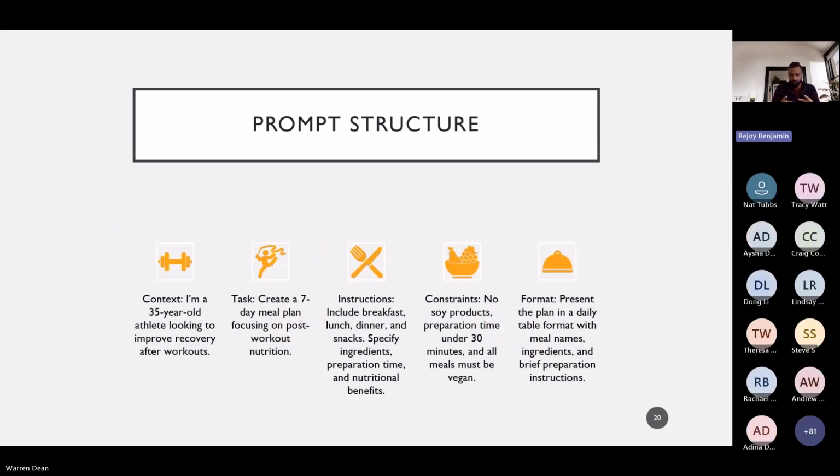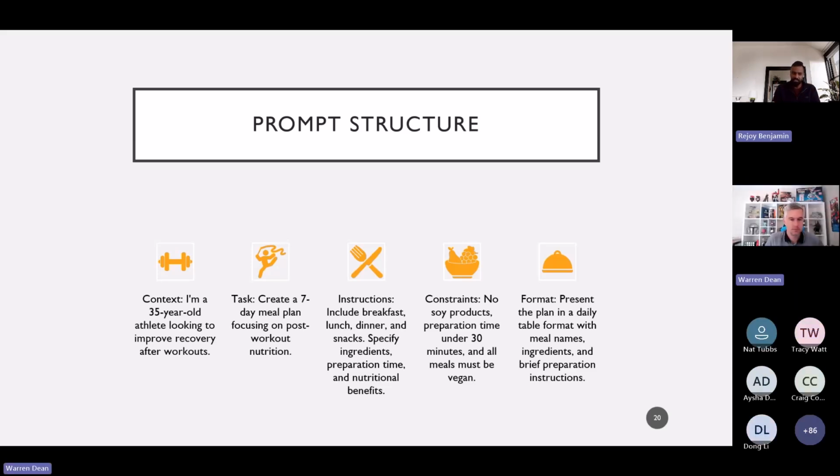So if you look at this, I've put each of the points that we spoke about into an actual prompt. So this whole thing is one prompt. The context here is, I'm a 35-year-old athlete looking to improve recovery after workout. Then I'm giving it the task: create a 7-day meal plan focusing on post-workout nutrition. And then the instruction is to include breakfast, lunch, dinner, and snacks, and specify ingredients, preparation time, and nutritional benefits.